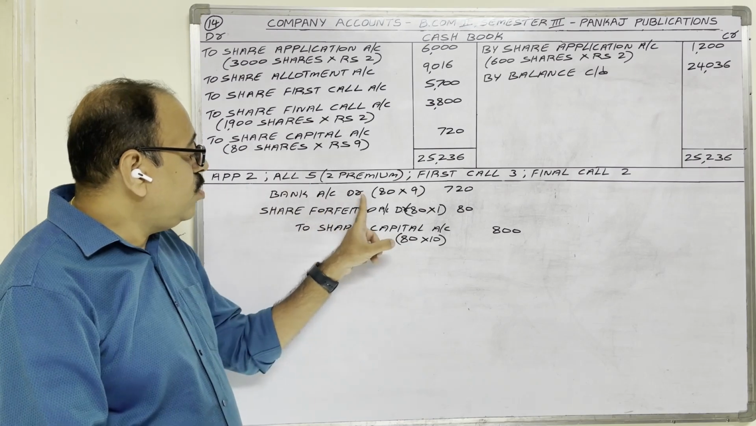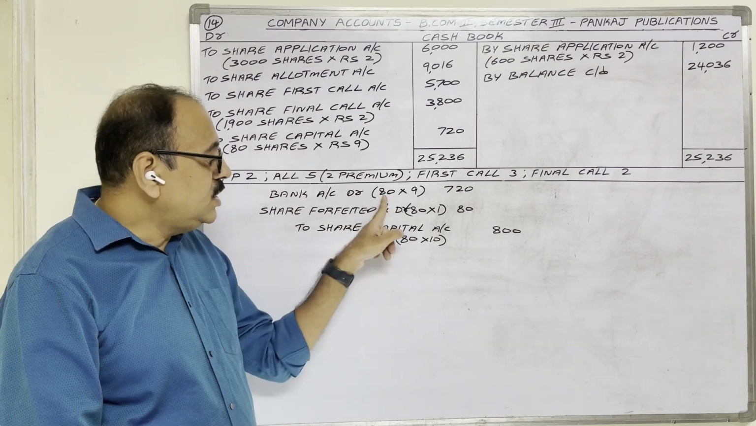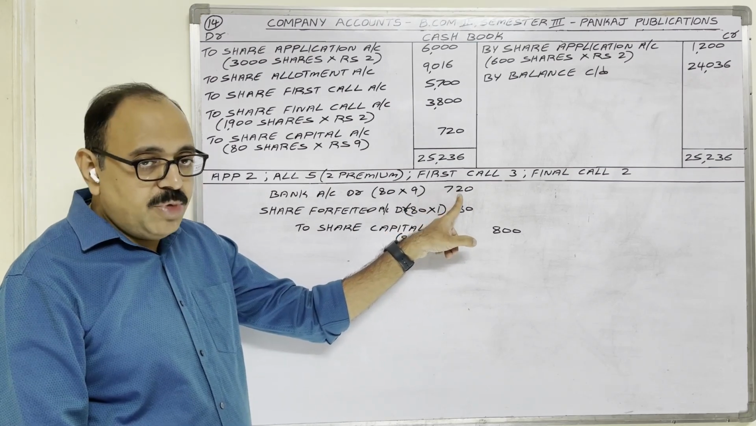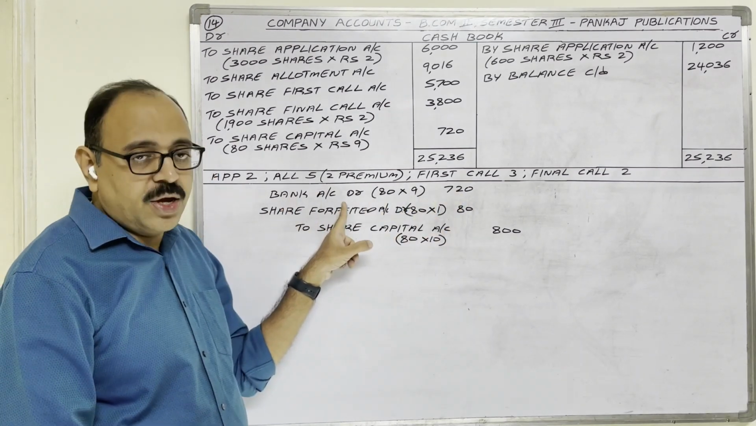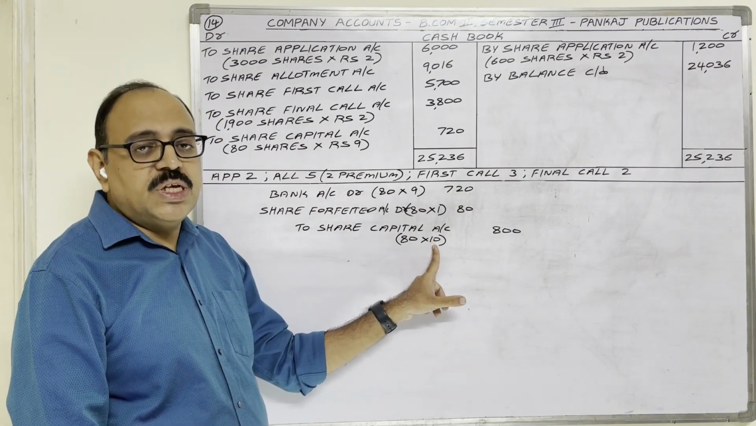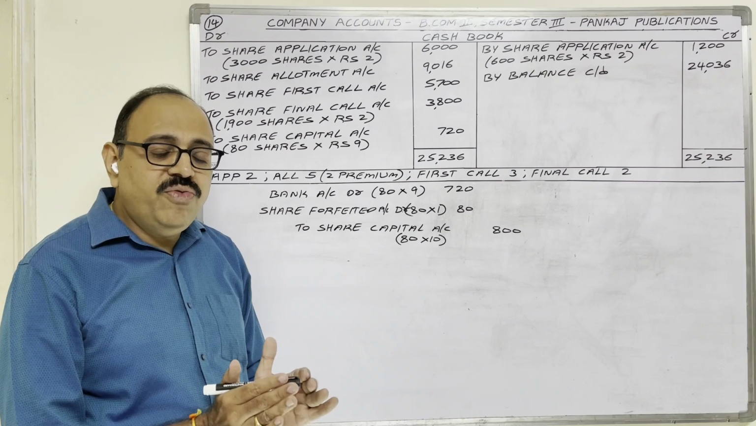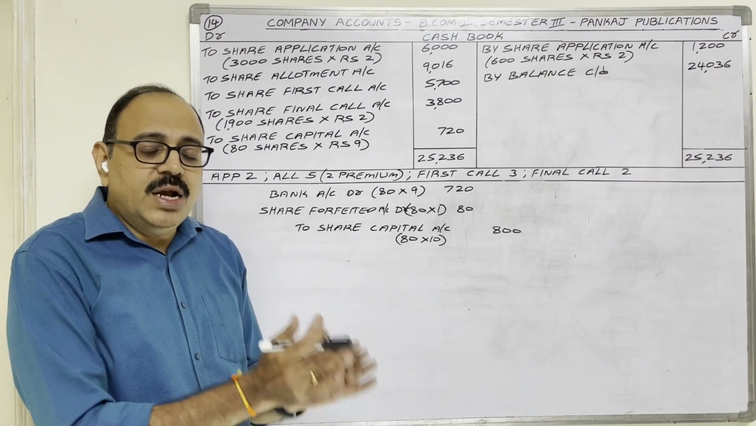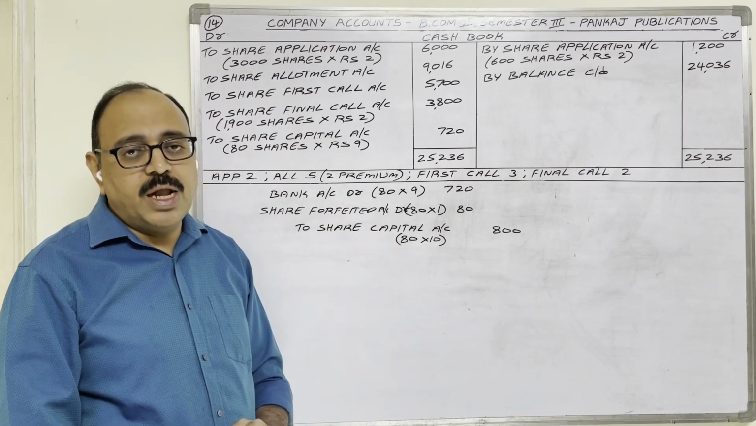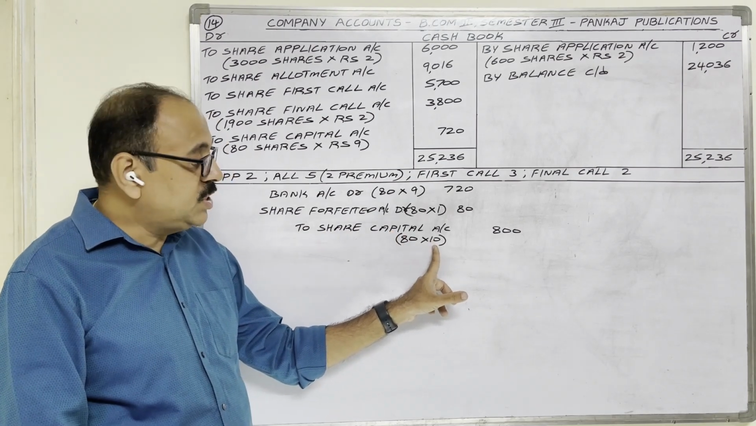The forfeiture entry is: bank account debit, share forfeited account debit, to share capital. 80 shares are reissued at the rate of 9 rupees per share. So 720 is coming. That amount we should debit to bank account. And in the forfeiture entry, 80 shares at the rate of 10 rupees each, 800 from the share capital account we have cancelled. When these forfeited shares are reissued, again that 800 we should add to capital. Capital is a liability. Liability shows a credit balance. That is why share capital account is credited with 80 into 10 rupees per share, 800.